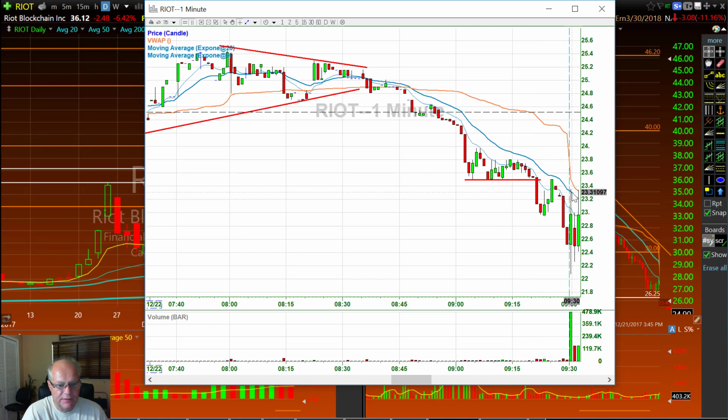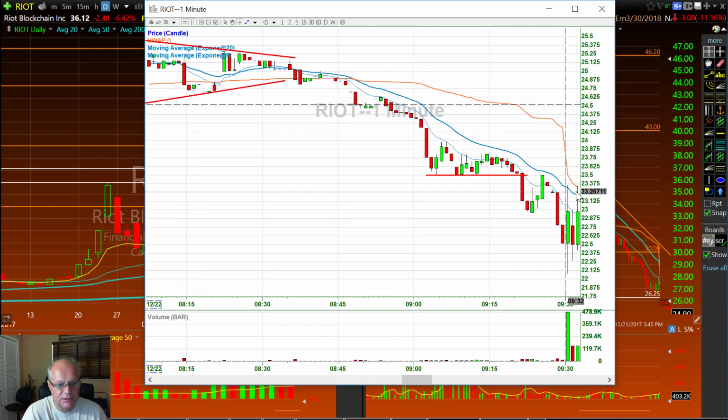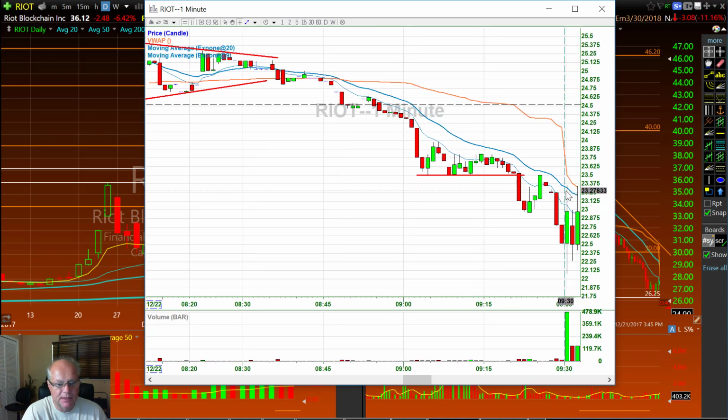And it failed. And it tried again back up to the 2350. And it failed. And it's under VWAP. So what does that say? You were looking for an opportunity to get short. Here's a double top. It tried to get back to the 2350 twice and failed.